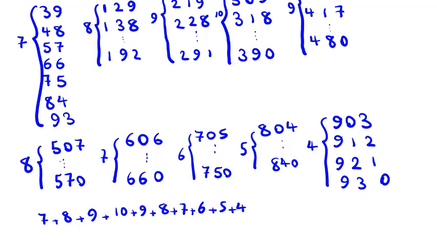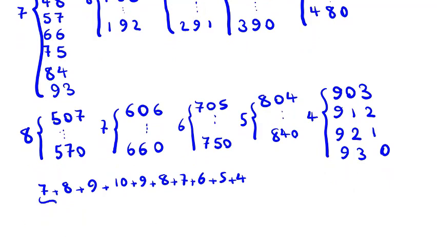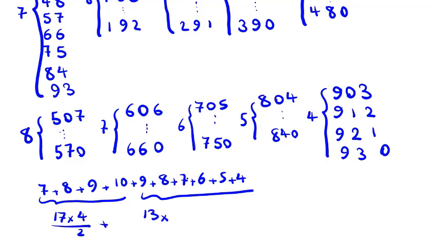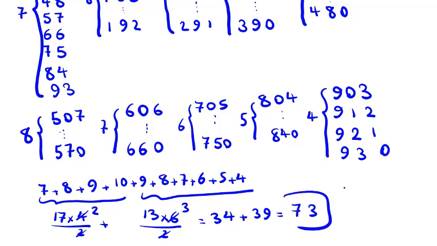So here, if we want to calculate, we can say, okay, consider this part and this part. They are arithmetic sequences. First one plus the last one, 17, times the number of them, 4, over 2, plus this one. First one plus the last one, 9 plus 4, 13, times 1, 2, 3, 4, 5, over 2. It will be 2 times 17, 34, plus 39, 9 plus 4, 13. We have 34 plus 39, which is 73. So the answer is equal to 73.